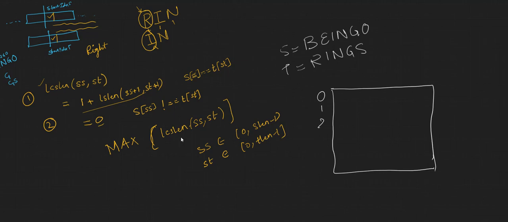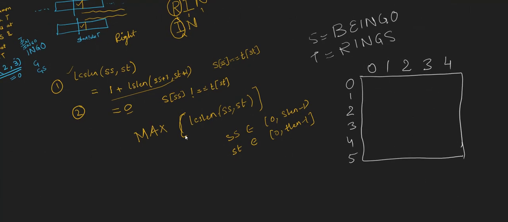0, 1, 2, 3, 4, and 5. 0, 1, 2, 3, 4. We did not define recurrence, we defined, but we did not define base cases. Let's define base cases also.